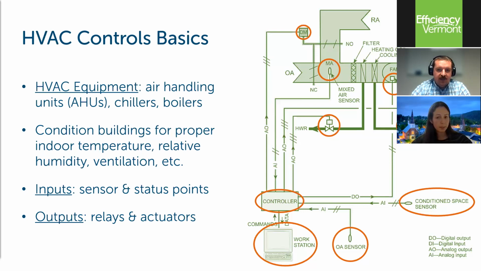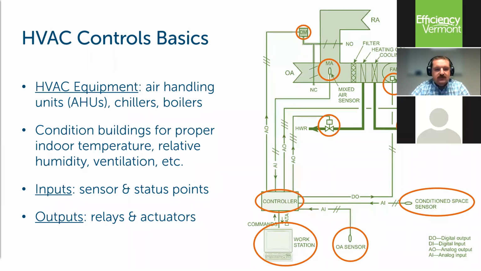All of this HVAC equipment needs to be controlled in some way, and the devices used to control it are called controllers. These controllers all have inputs and outputs to monitor the equipment and then to control the equipment. Some examples: for inputs, we have temperature sensors, status points for fans and pumps, and humidity. For output controls, we have relays, actuators, and VFD signals. So we use these controllers with the inputs and outputs to control our HVAC equipment.